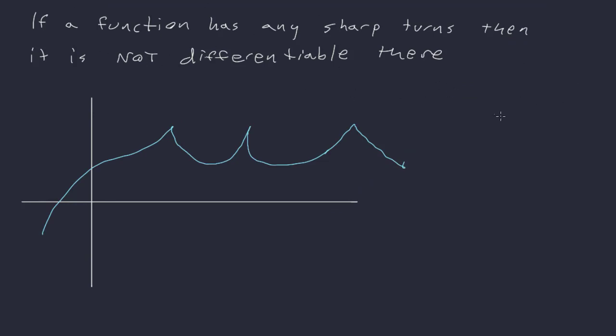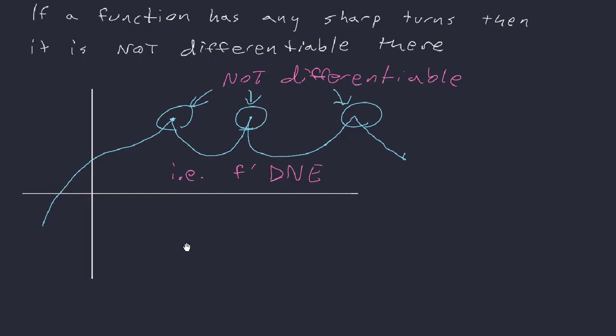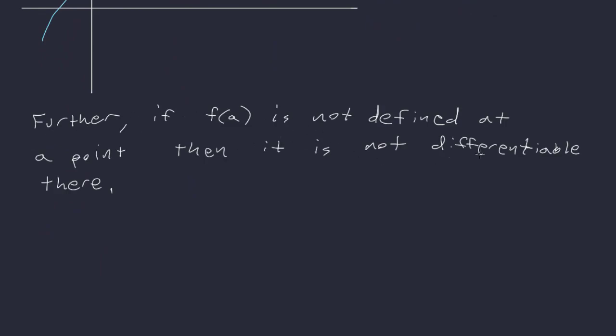Essentially, if a function has any sharp turns, then it is not differentiable there. So any sharp turn, any cusp, any spikes, this is where the function is not differentiable. Further, if the original function is not continuous at a point, it's not going to be differentiable either. Further, if f of a is not defined at a point, it is not differentiable there either.